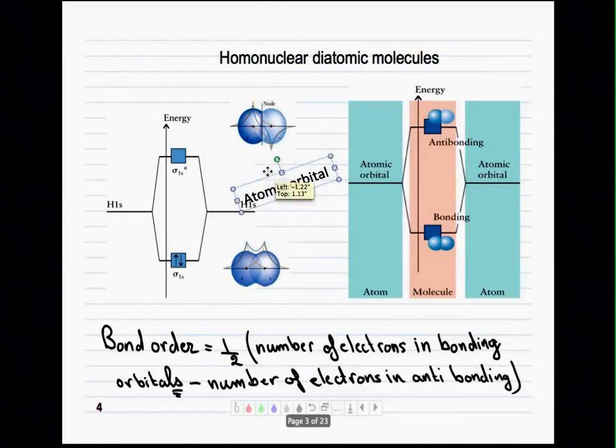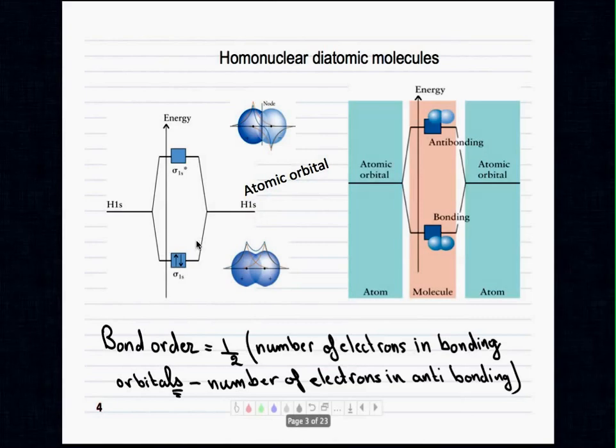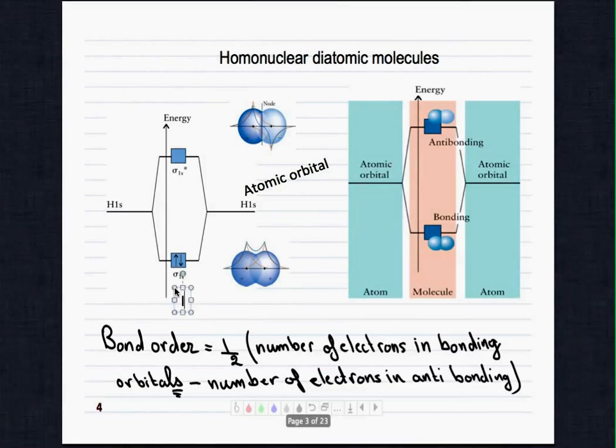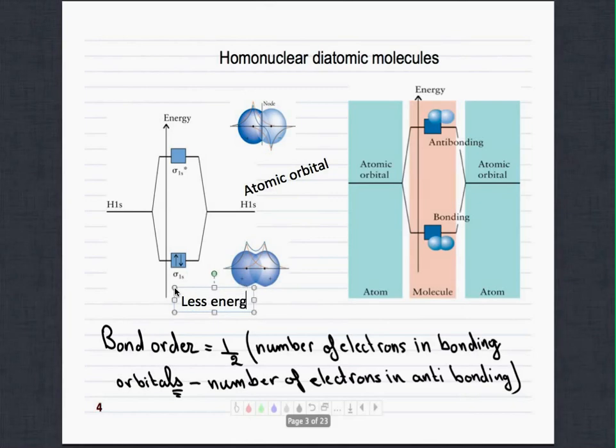When those two atomic orbitals combine, according to the molecular orbital theory, they form two kinds of molecular orbitals. One is less in energy than the atomic orbital. The axis in here is energy. So this is less in energy than the atomic orbital, which implies it is more stable. And we call this the bonding molecular orbital.